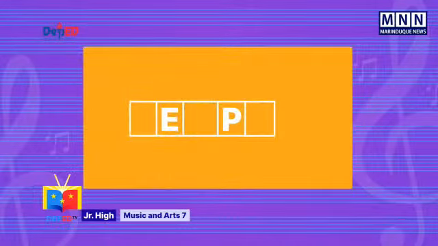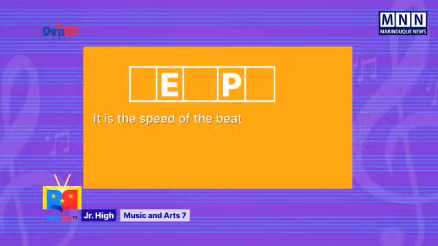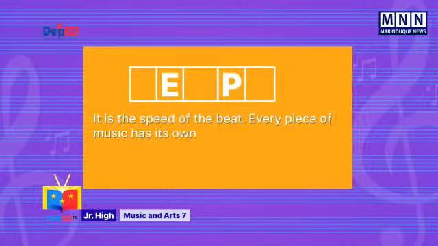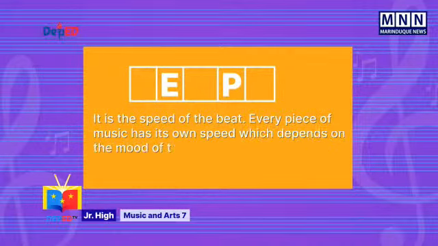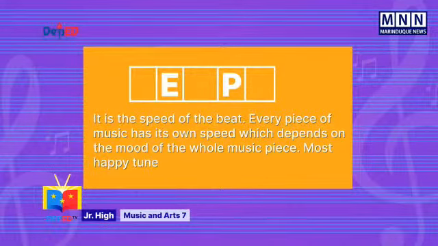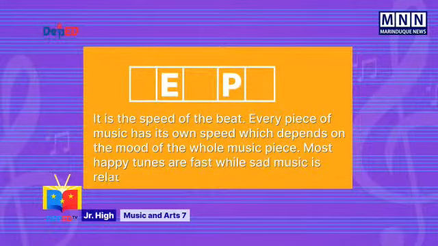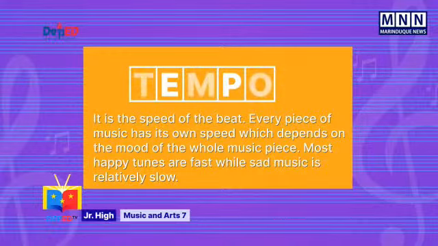Number 2. It is the speed of the beat. Every piece of music has its own speed, which depends on the mood of the whole music piece. Most happy tunes are fast, while sad music is relatively slow. If your answer is tempo, you are correct.